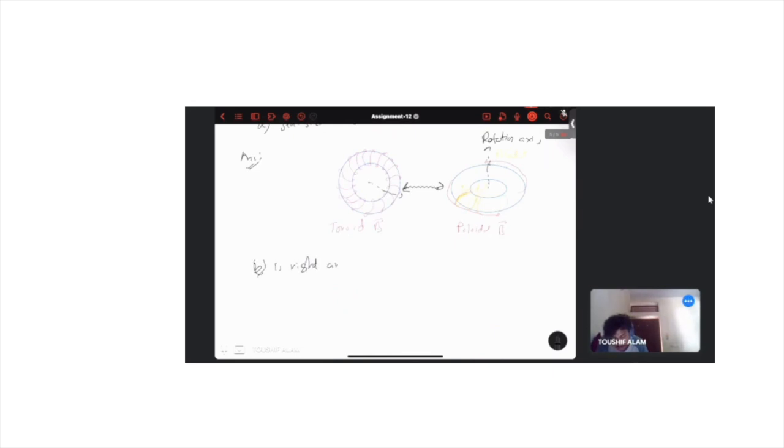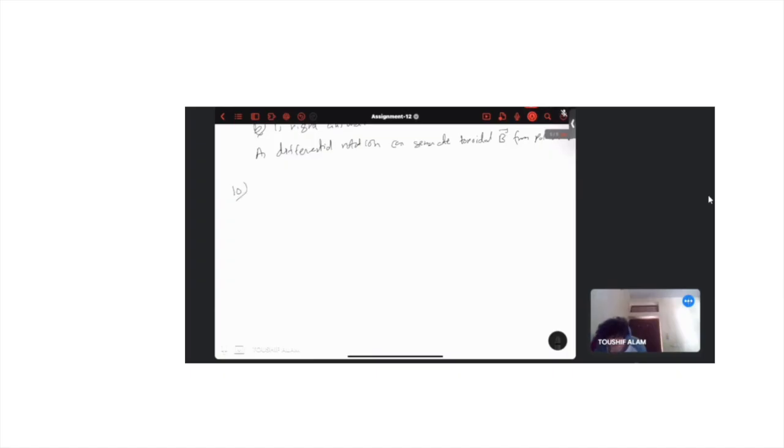So option B is the right answer, as differential rotation can generate toroidal B from poloidal B. Okay, so I think we have understood.